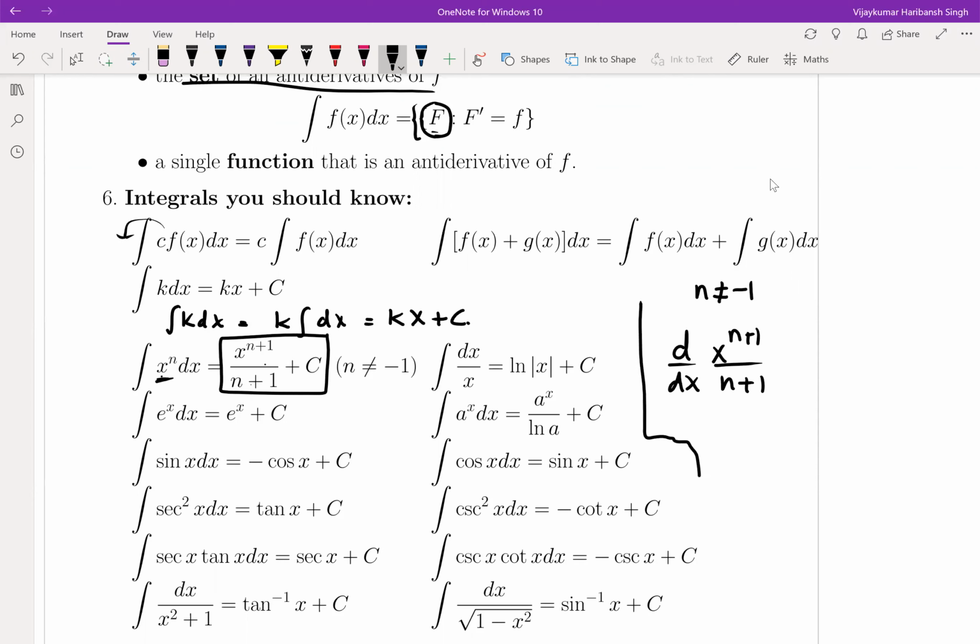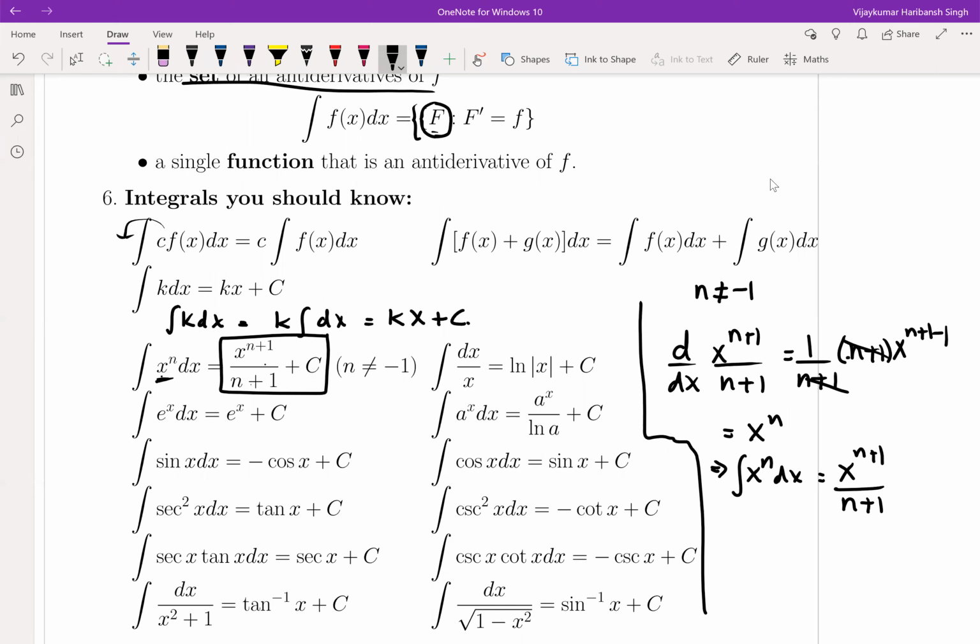You will see that 1 upon n plus 1 is a constant, so it comes out. Derivative of x to the power n plus 1 is n plus 1 times x to the power n plus 1 minus 1. These will cancel because n is not minus 1, so n plus 1 is not 0, so you can cancel them out. You get this is equal to x to the n. So this implies integral of x to the n dx is x to the n plus 1 divided by n plus 1 plus a constant c.